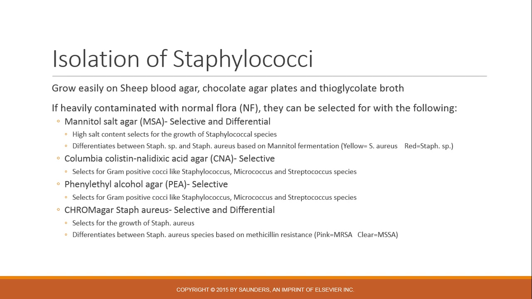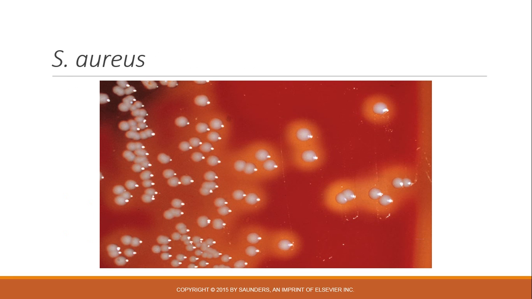So they might use this to screen hospital inpatients for MRSA. They'll swab their nares and put it on here, and all you've got to do is look for pink colonies, and you know that the person has MRSA. So there's a lot of selective agar out there to help make our lives a little bit easier. We've got to keep in mind what their purpose is and how to use them.